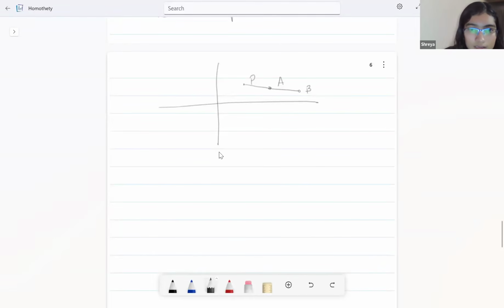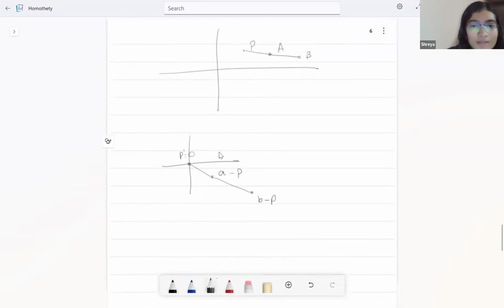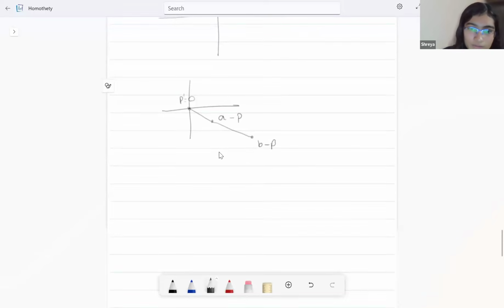So what we'll get is this point P prime, which is equal to O. A instead goes to A minus P, because we are translating the whole thing by P, sending P to the origin. And then B will go to B minus P. So now we can look at it as a normal homothety at the origin, and so B minus P is equal to R times A minus P.